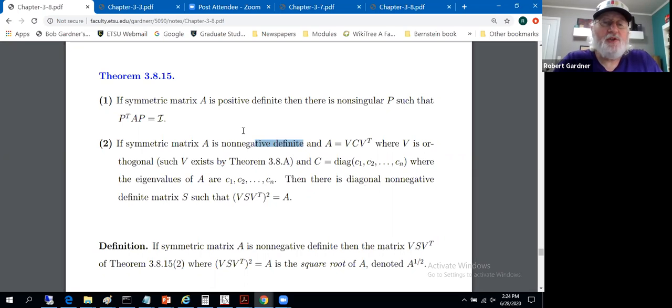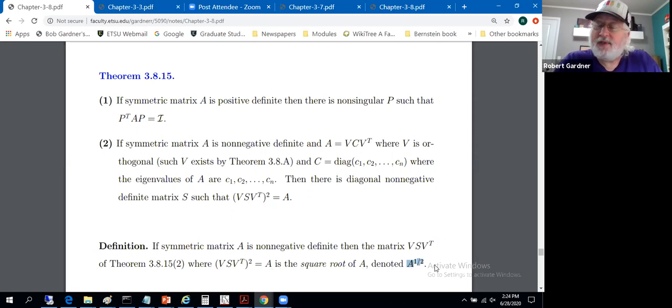Now we had some conditions on matrix A. It had to be symmetric and non-negative definite. But this will allow us to define a square root of a matrix A, satisfying those certain conditions. The next little definition is if symmetric matrix A is non-negative definite, the hypotheses we just had, then this matrix VS V transpose we were just talking about, where I square VS V transpose to get matrix A, is called the square root of matrix A, denoted A to the 1/2.